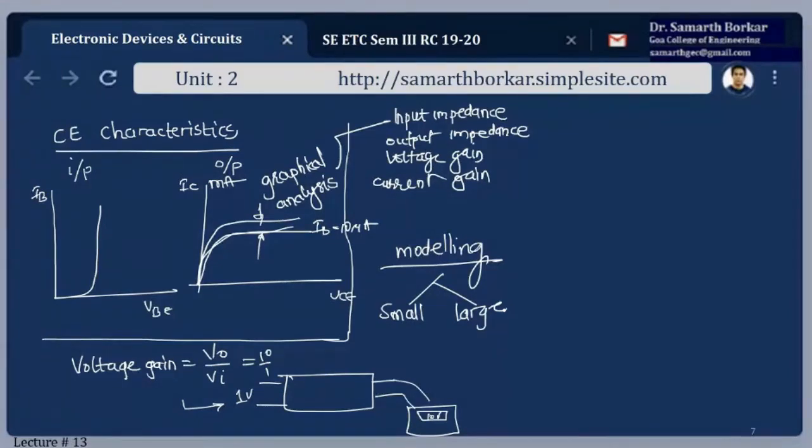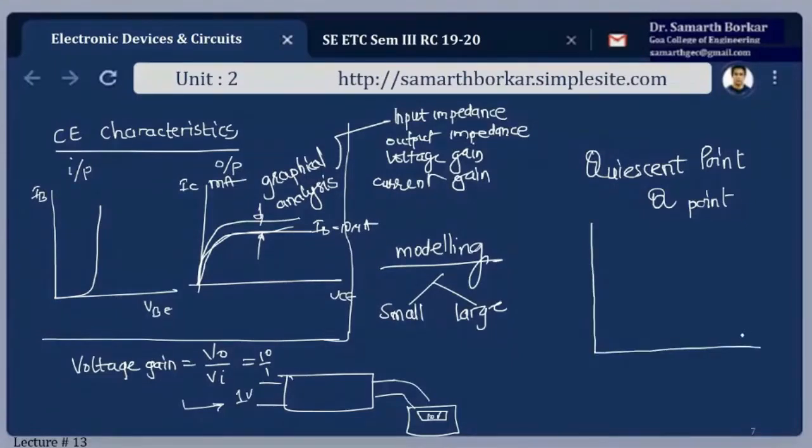Now we are coming to another important discussion here, that is the quiescent point, the Q point. Now what is this Q point? Say, for example, this is the output characteristics.